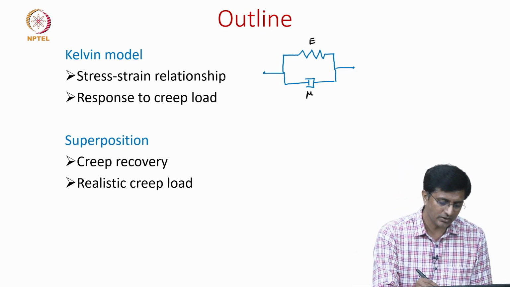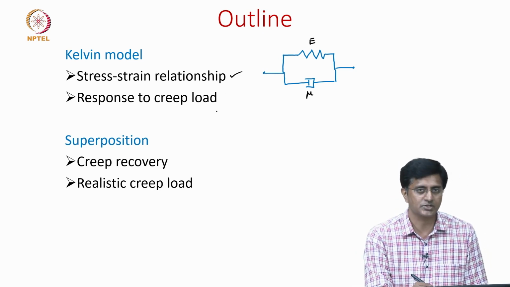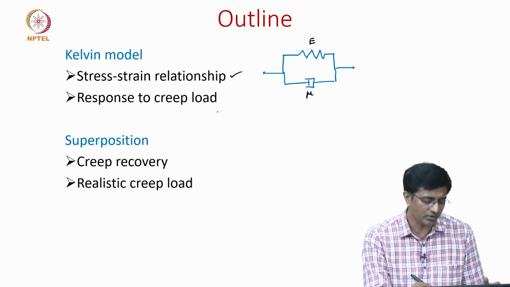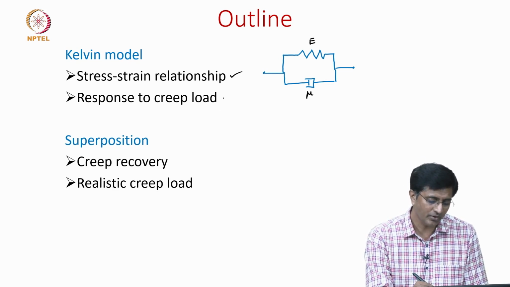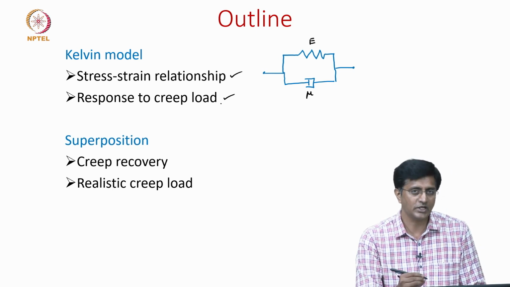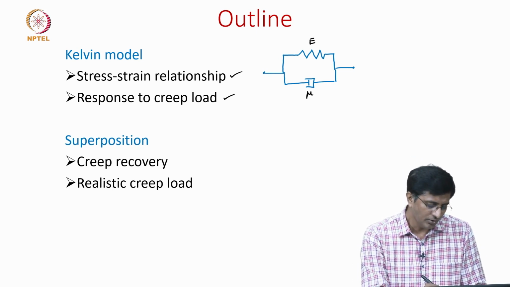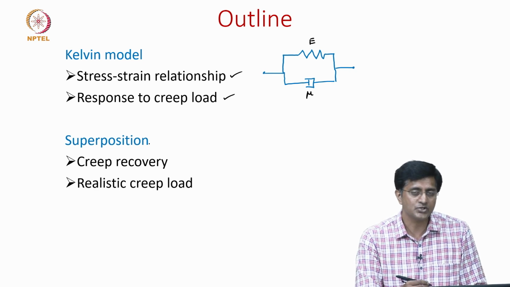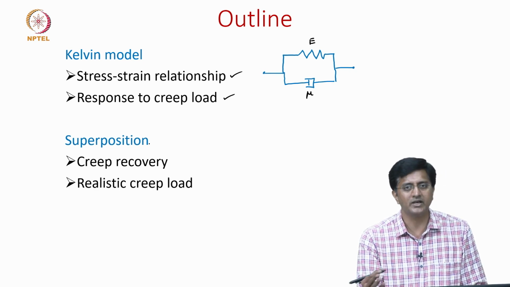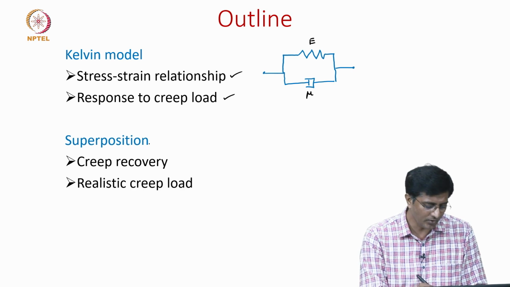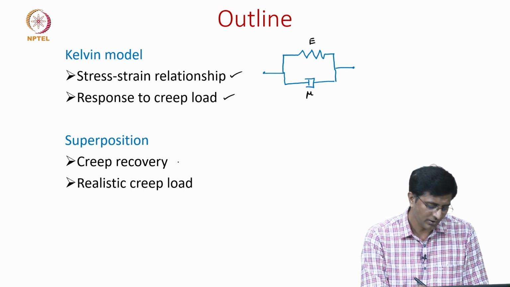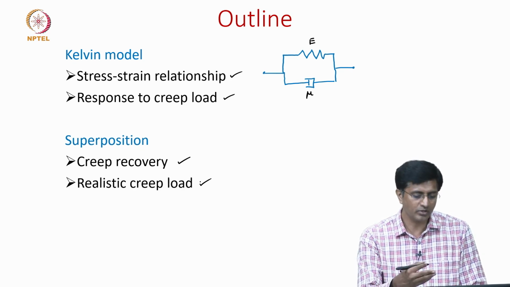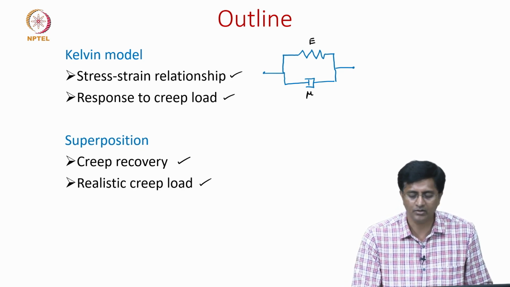So, we will first derive the stress strain relations, and then we will see what is the response when we apply a creep load for this Kelvin model. Later, we will again come back to superposition and see how we can use it to find response to loads which are not simply creep or relaxation, but we will look at two cases, one creep recovery and second the realistic creep loads. So, we will get to each of these in more detail.